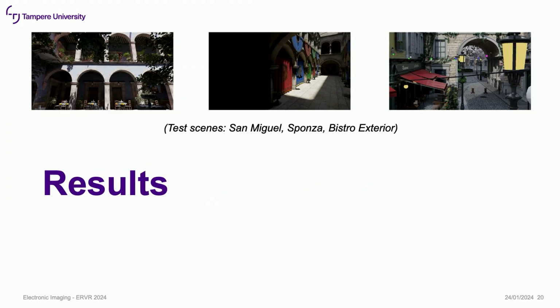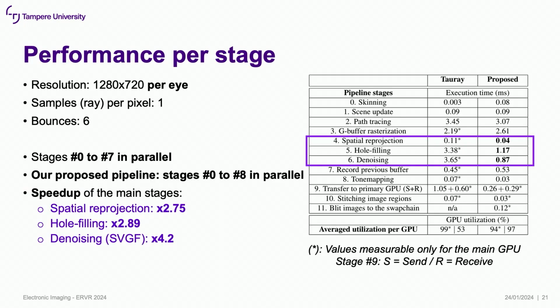So now the results. Here, what I want to show in this slide is the performance that we have per stage. Let's consider the main stages here. As I said, Taure is our baseline. Just because we render more things in parallel, we get a speed up factor of roughly times 2.75 up to times 4.2 for the denoiser. So we see that we have a real performance gain.